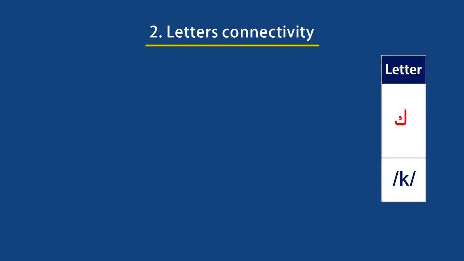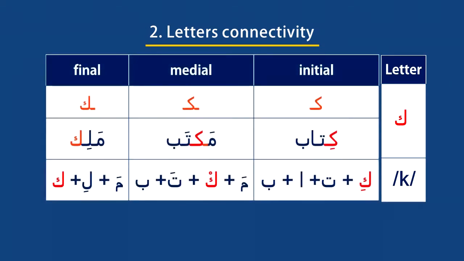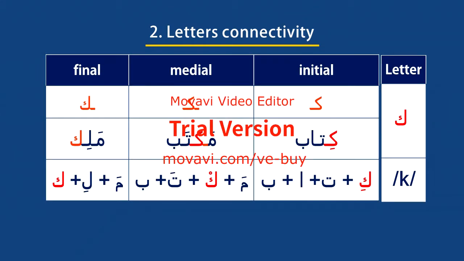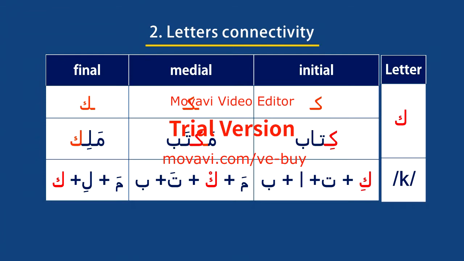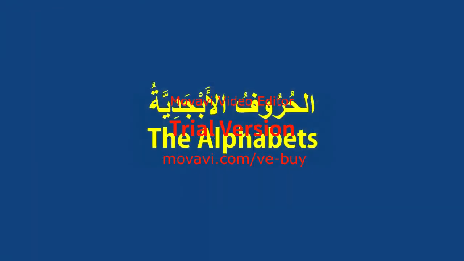Let's have an example. This is the letter kaf, which has the sound of K in English, and these are examples of it. The shape of the letter in the initial position has almost the same shape in the medial one, but it is very different from the one in the final position. I don't want you now to be confused about this, because when we explain the letters in the coming lessons, inshallah, I will be showing the positions of each letter so that you can identify the letters very easily. Now we will start talking about the alphabet.